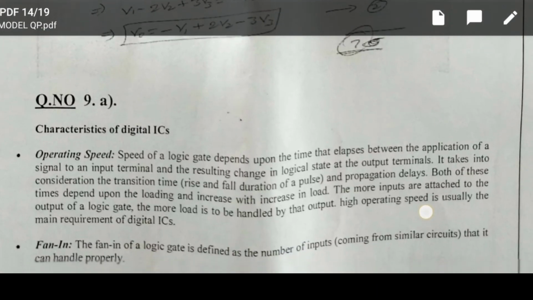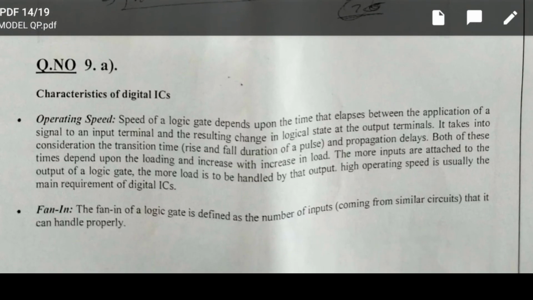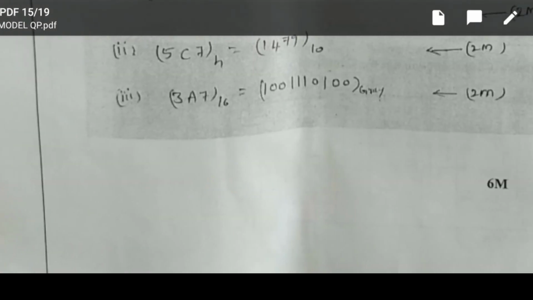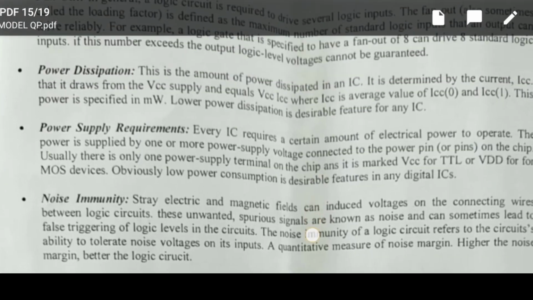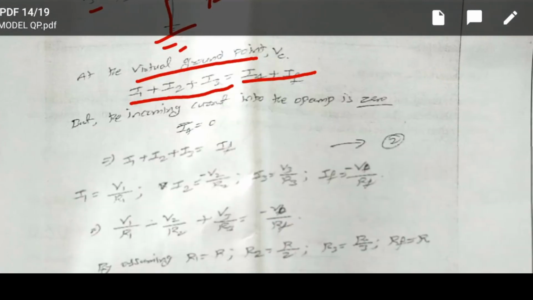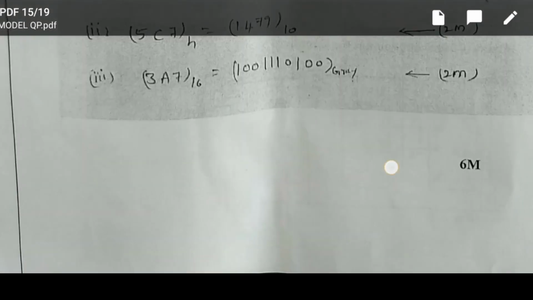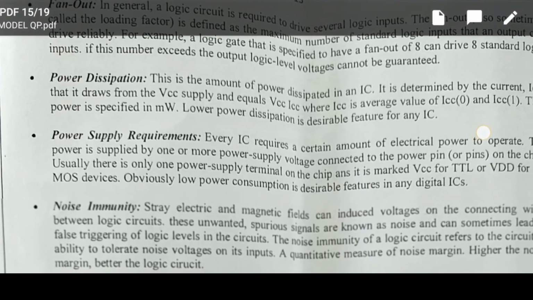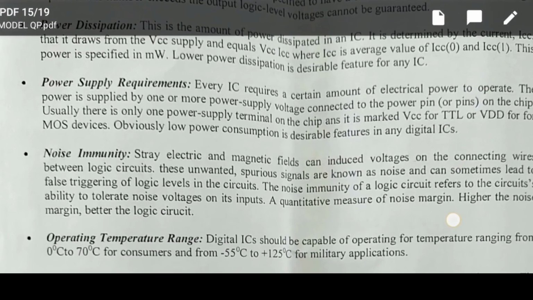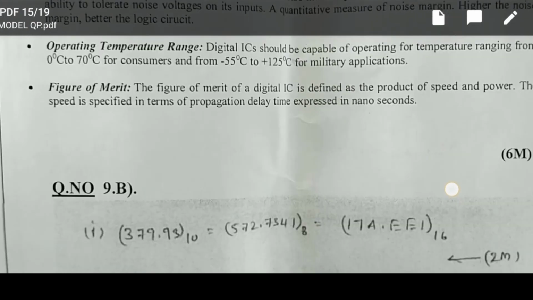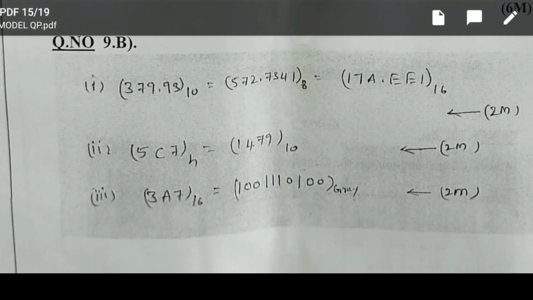Characteristics of digital ICs. What are integrated circuits? Operating speed, fan in, all this comes under characteristics. Power supply requirement, fan out. For the characteristics of ICs: fan in and fan out. In general, what are the characteristics of digital ICs? Noise. Next, 9B is converting numbers into different forms, decimal to octal, octal to hexadecimal, like that.